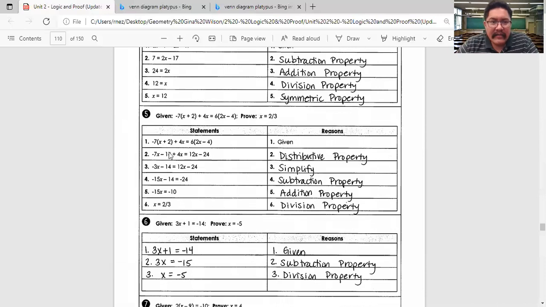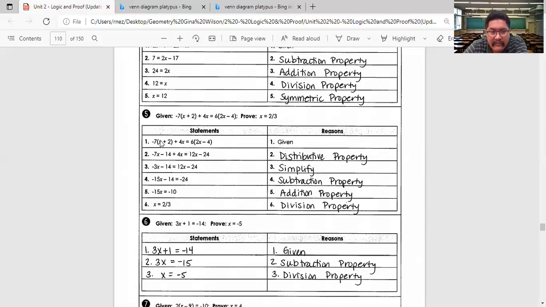All right, so from here to here, negative 7 times the sum of x and 2 plus 4x equals 6 times the sum of 2x and negative 4. Or I could say the difference of 2x and 4. So that's our given. That's where we're starting from. Okay, that's what we were given.